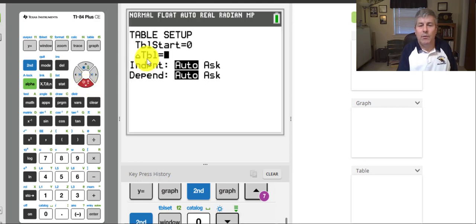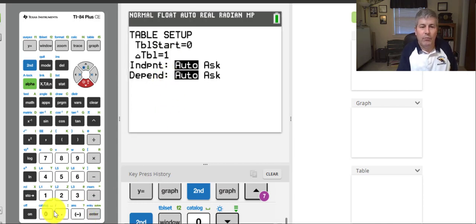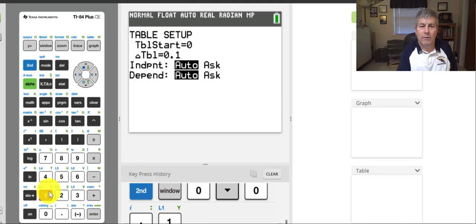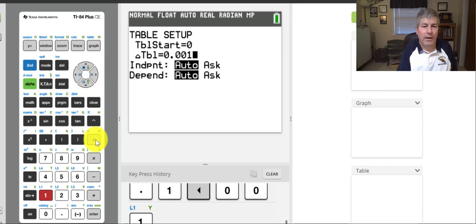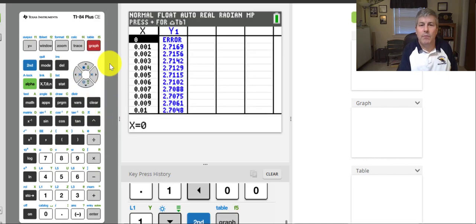And our delta table here, change in table, is going to give us the increments that we want in our table. Now, our table was counting by ones, as you can see here, but let's make our table a lot more precise. We'll go to 0.001, so to every 1,000th. And let's take a look and see what we get here. Go back to our table. And now we've got a lot more information, a lot more detailed.